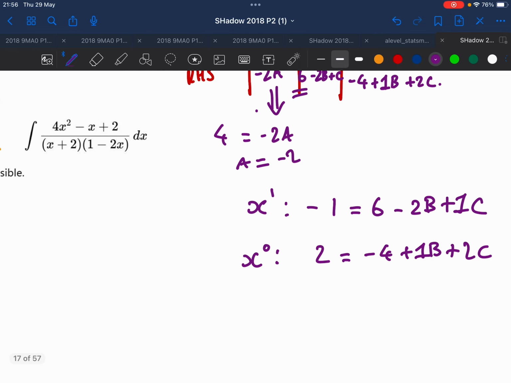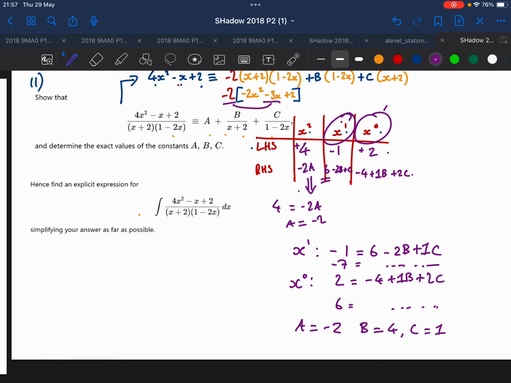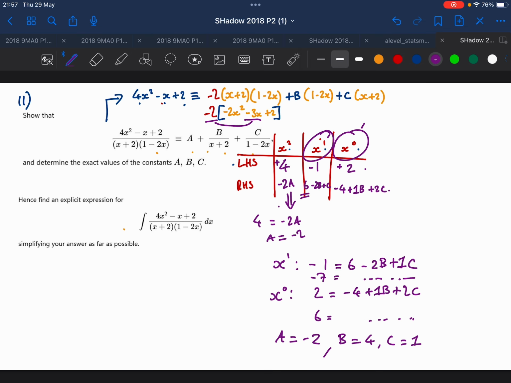Now, if you just rearrange, so if you say, for example, -7 equals blah, blah, blah, and 6 equals blah, blah, blah. Well, on my calculator, when I do that, I get a b value of 4, and I get a c value of 1. So a was -2. So those are my 3 values there, okay?